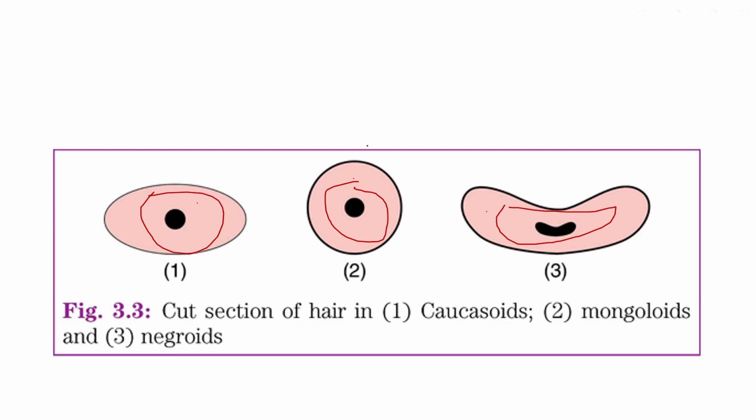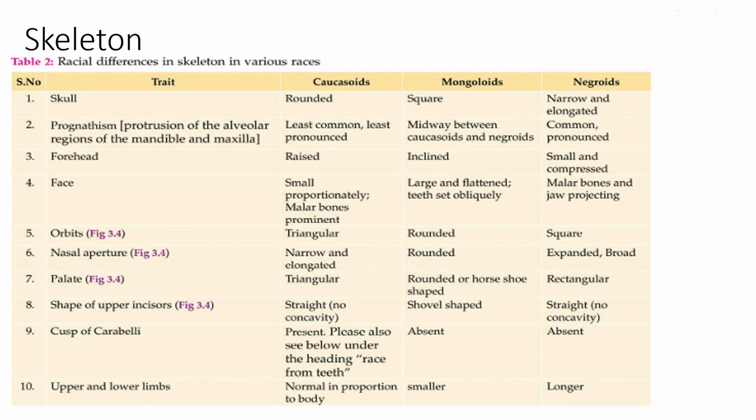So if the cross section of hair appears oval, we can have a glimpse idea that these are the Caucasoids. If it is circular, we can have a glimpse idea that these are the Mongoloids. And if it is kidney shaped, they might be the Negroids. Other than this, there are different racial identifications for the skull. We'll be discussing the most important ones. The skull of the Caucasoids is round, Mongoloids is square, and Negroids is narrow. Other than this, prognathism is mostly pronounced in the Africans and Ethiopians.